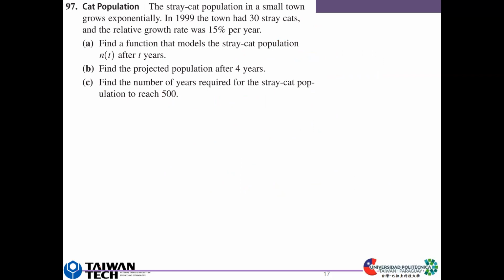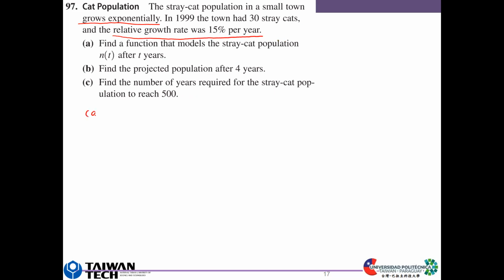So problem 97, cat population. The stray cat population in a small town grows exponentially. In 1999, the town had 30 stray cats, and the relative growth rate was 15% per year. A. Find a function that models the stray cat population N(t) after t years. So it gives us some hint. It says this cat population grows exponentially, and its relative growth rate was 15% per year.